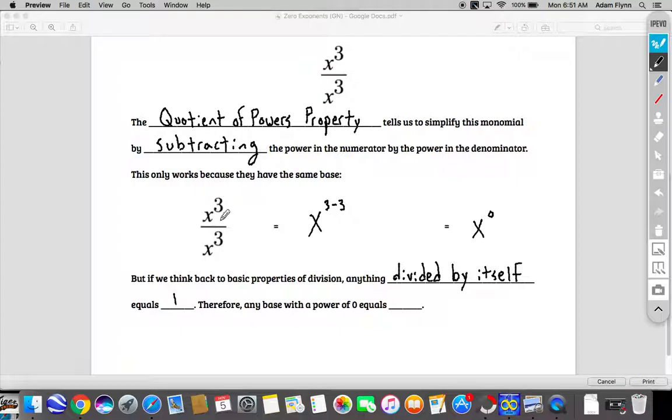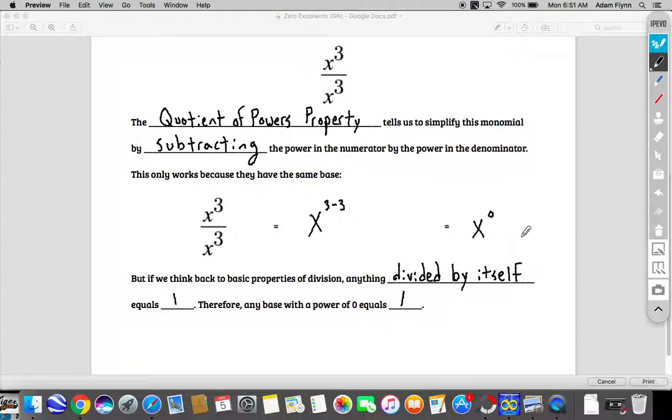So we have x cubed divided by x cubed, okay, so x cubed being divided by itself, which will be 1. So that's how we know that any exponent with a power of 0 will equal the number 1.